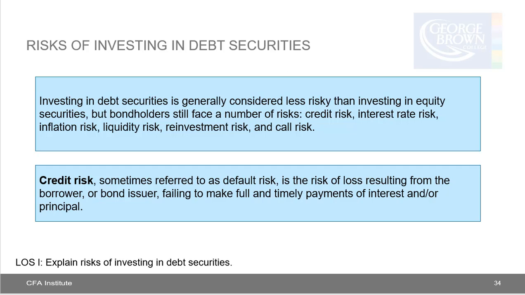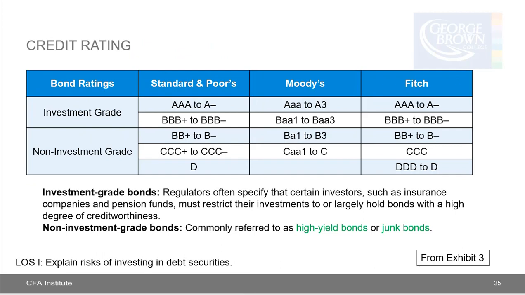Okay, so starting with credit risk, sometimes referred to as default risk, is the risk of loss resulting from the borrower or bond issuer failing to make full and timely payments on interest and/or the principal. So continuing with credit risk, investors may be able to assess the credit risk of a bond by reviewing its credit rating.